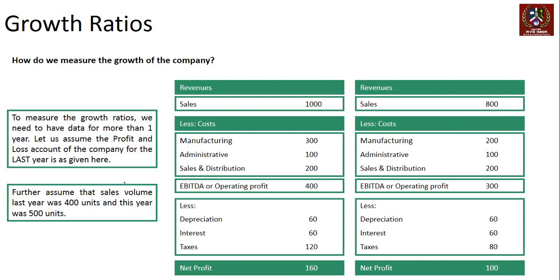Also, we assume sales volume. Volume is the number of units of whatever this company is selling. Let's say the company sells cars. They were selling 400 cars last year. They're selling 500 cars this year.